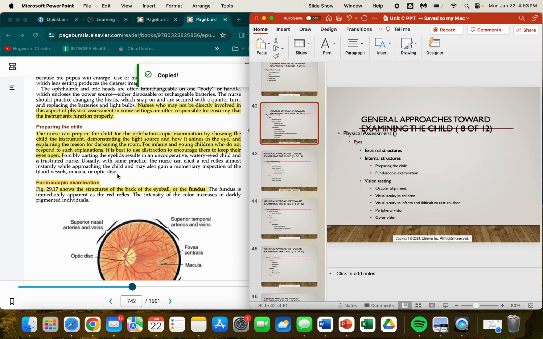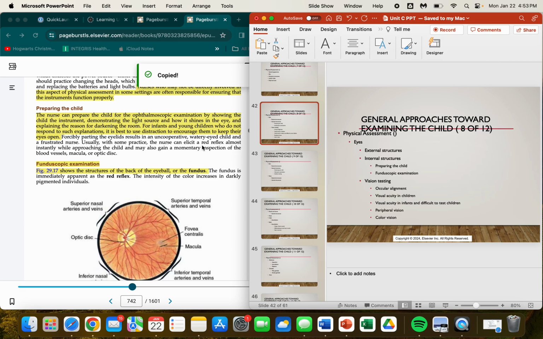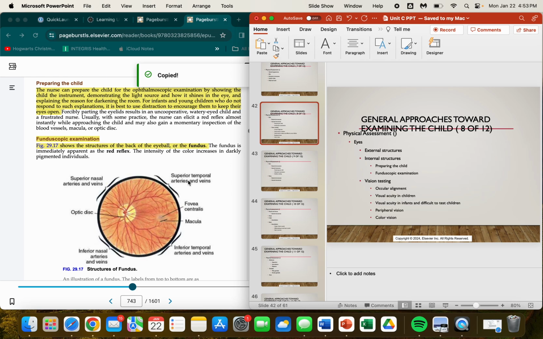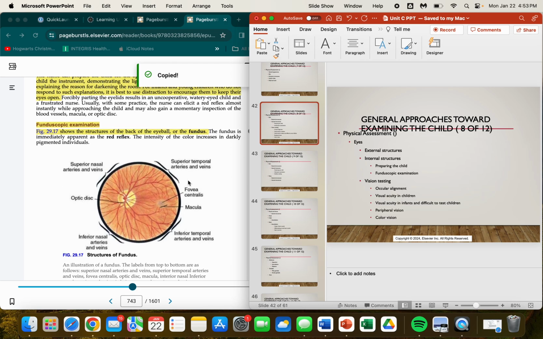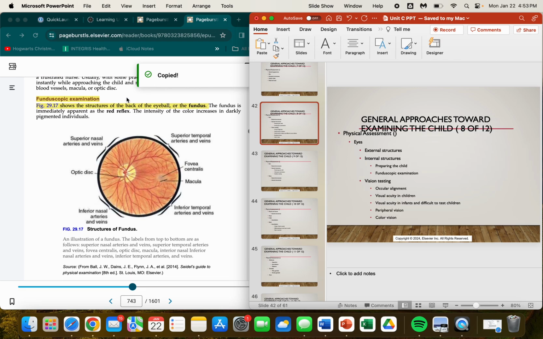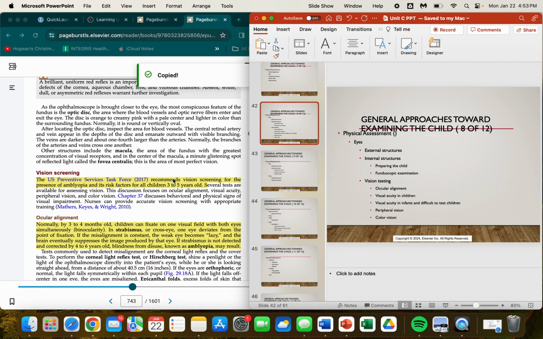And then we also need to know how to prepare the child for that exam. So have them sit on their parent's lap. If it's a young child, obviously, we might want to utilize it as a play tool. Like, oh, here, look at my light, watch my light. Maybe we distract them and encourage them to keep their eyes open. This talks about examining with the fundoscope. Again, that's something a little bit more advanced practice.